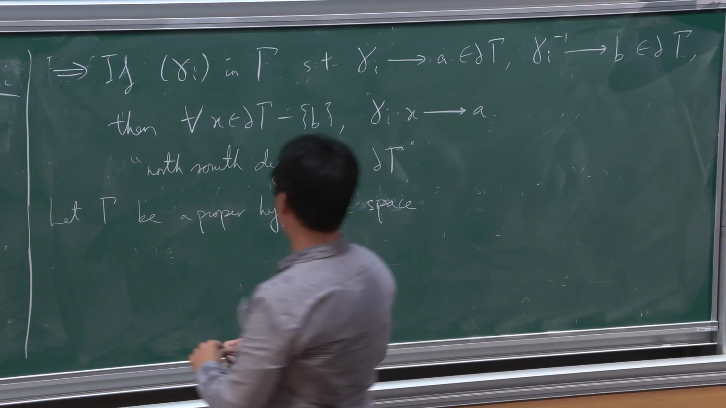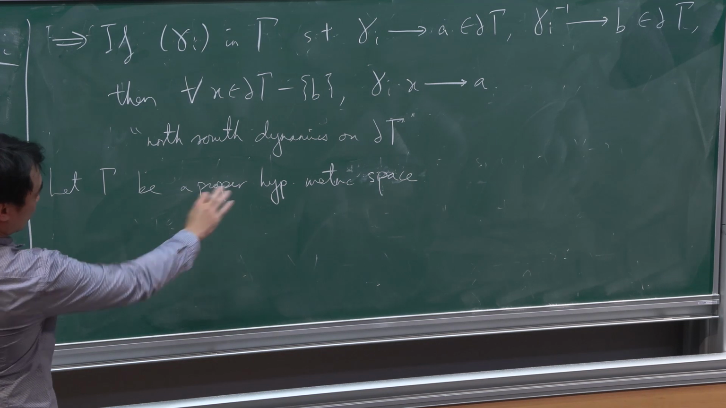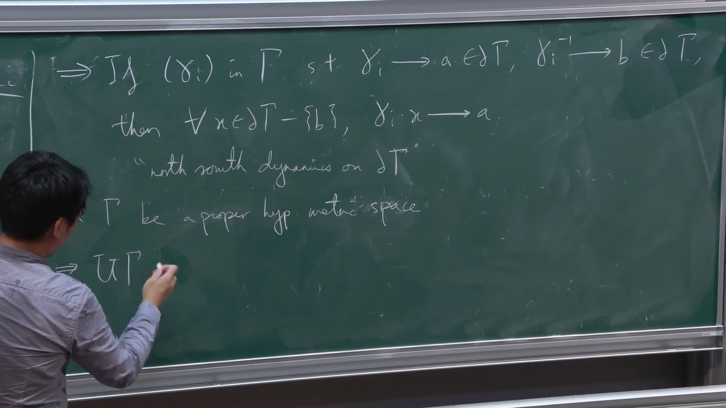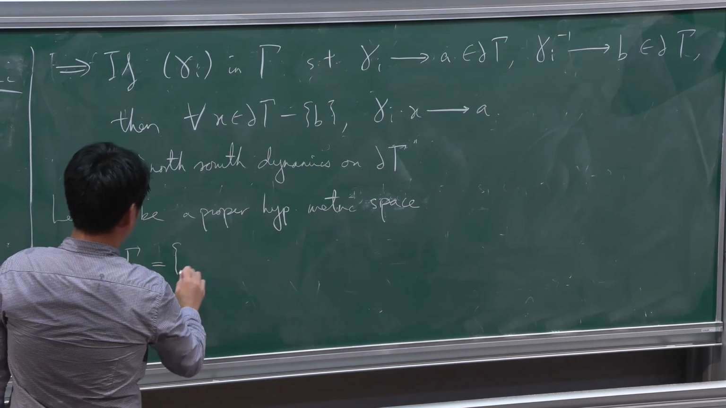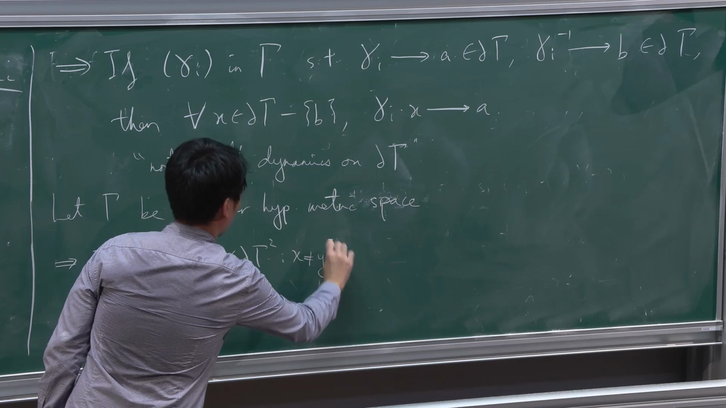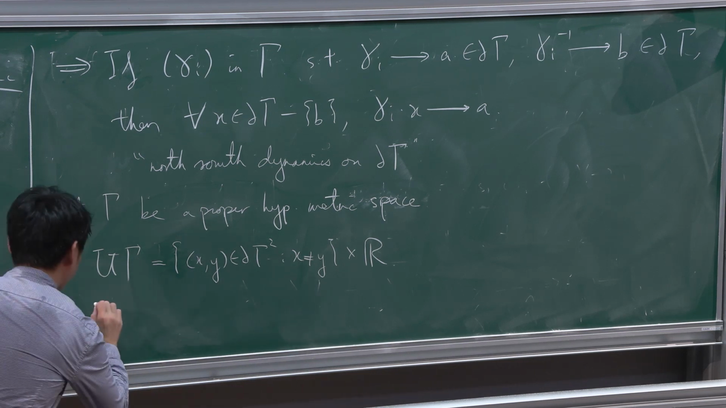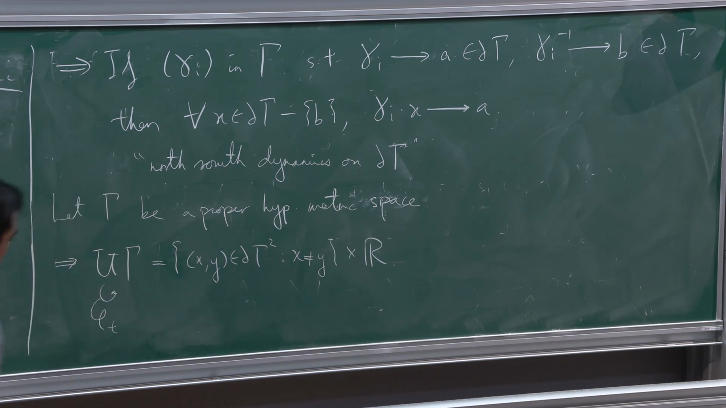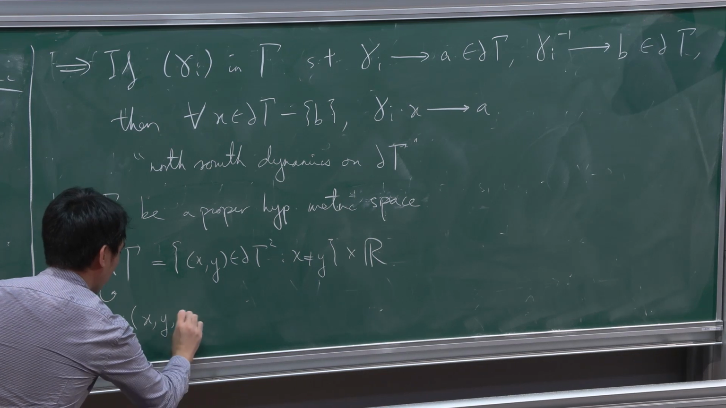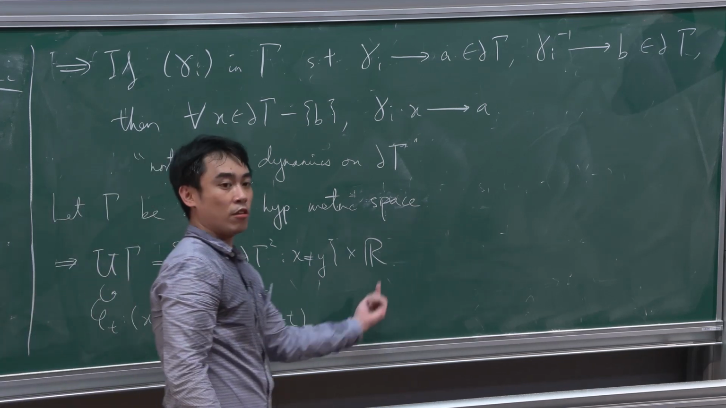All right, so the last thing I need is the Gromov flow space. If you have a proper hyperbolic metric space, then you can look at this topological space U gamma, which is the set of pairs x, y in the boundary of gamma that are distinct, times R. On U gamma you have a natural flow. If you take any point x, y, s, this sends it to x, y, s plus t. So you're just flowing in the R direction.